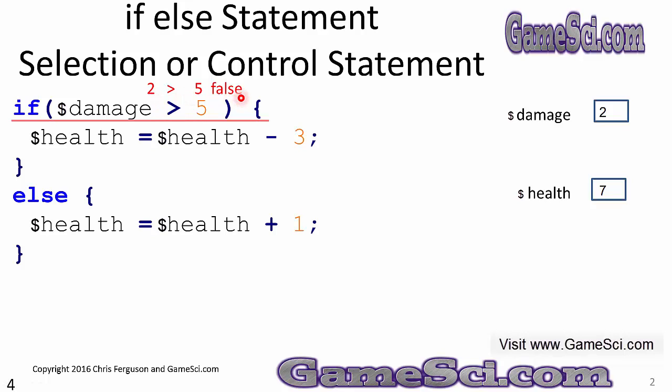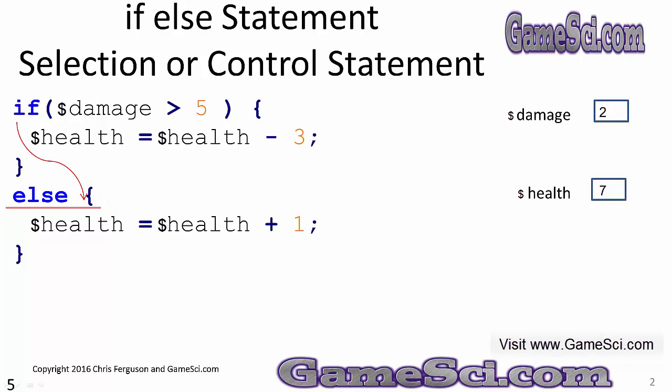2 greater than 5 is a false statement. As a false statement, we will not execute the if portion, but we'll go to the alternative else portion. You can see by the line, because damage greater than 5 was false, we're going to go down and execute the else code.